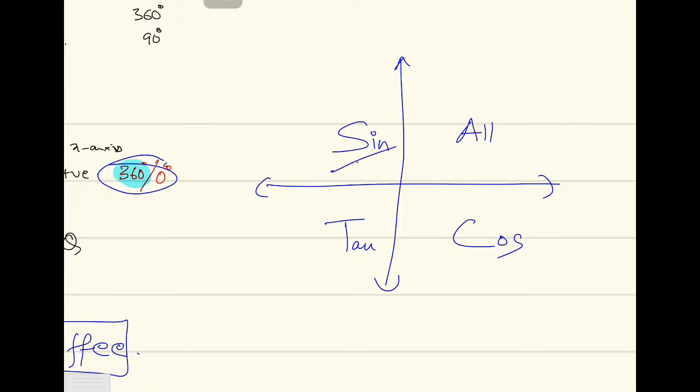So if sine, obviously cosec. If tan, obviously cot. If cos, obviously sec. So this is how you remember. This is positive, by the way. Positive. Rest are all negative.